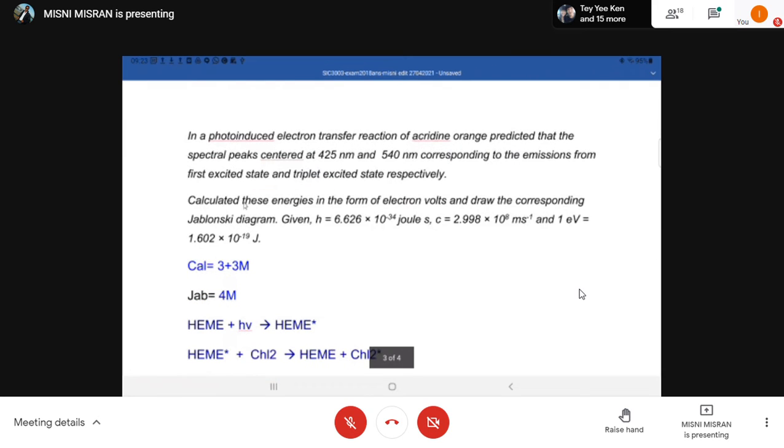The question: calculate these energies in the form of electron volts and draw the corresponding Jablonski diagram. Remember, converting into eV. So of course you need 1 eV equals 1.6 times 10 to the minus 19 joules.